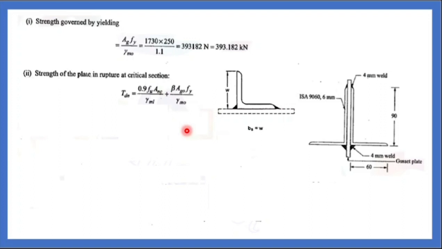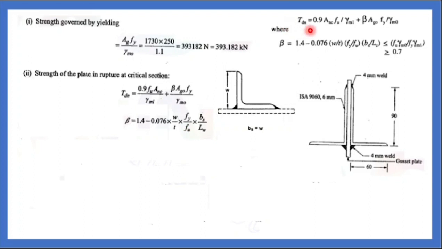Take IS 800. Do you have this formula? Tdn equals 0.9 Anc Fu divided by gamma M1 plus beta Ago Fy divided by gamma M0, where beta is this value. That formula is purely for angle sections. If you have rupture in an angle section, you should use this formula. If you have rupture in a plate, what is your formula? 0.9 into An Fu divided by gamma M. If you are having an angle section, this formula you have to use.